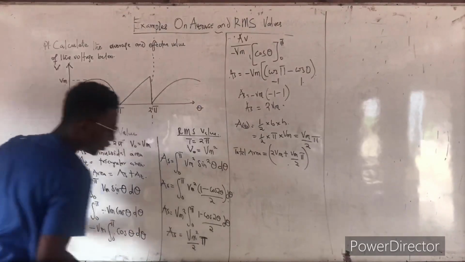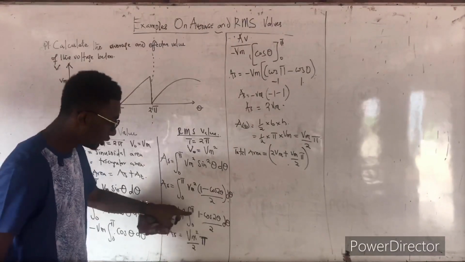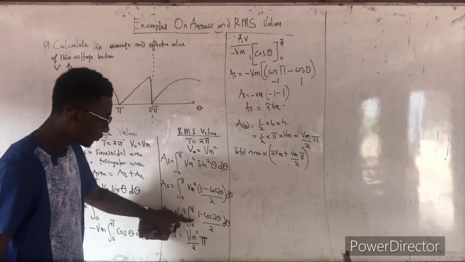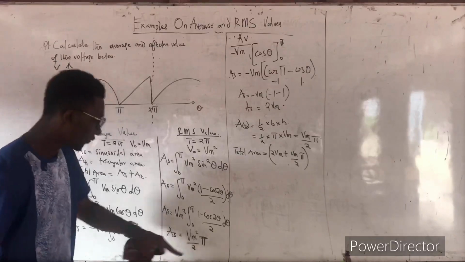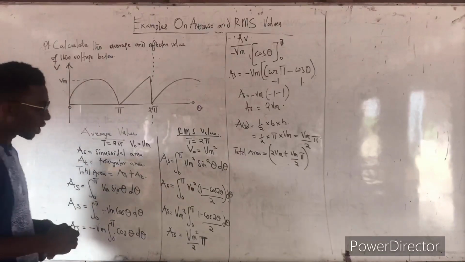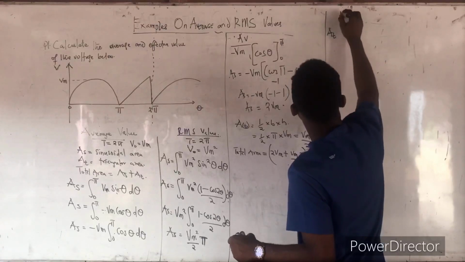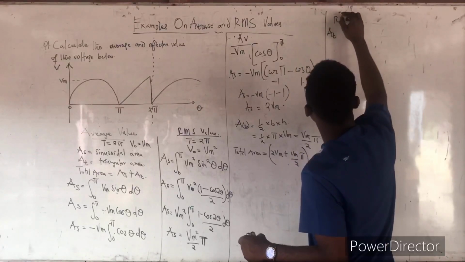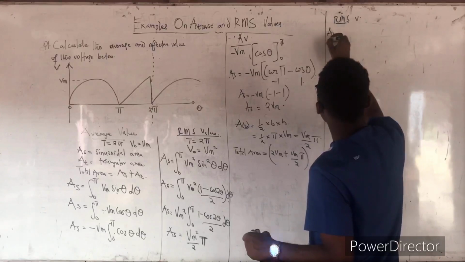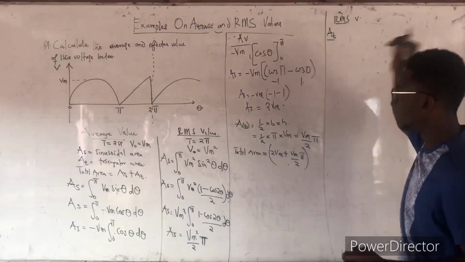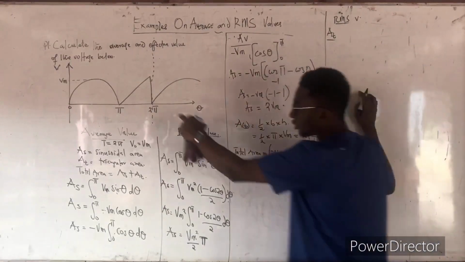So when you integrate this function and you put in your values for the limit, you will get Vm squared over 2 pi. And now how do you find the A of t? Yes, this side we are finding the RMS value. It's also this side. So now how do you find the A of t? That's the area of the triangular side.